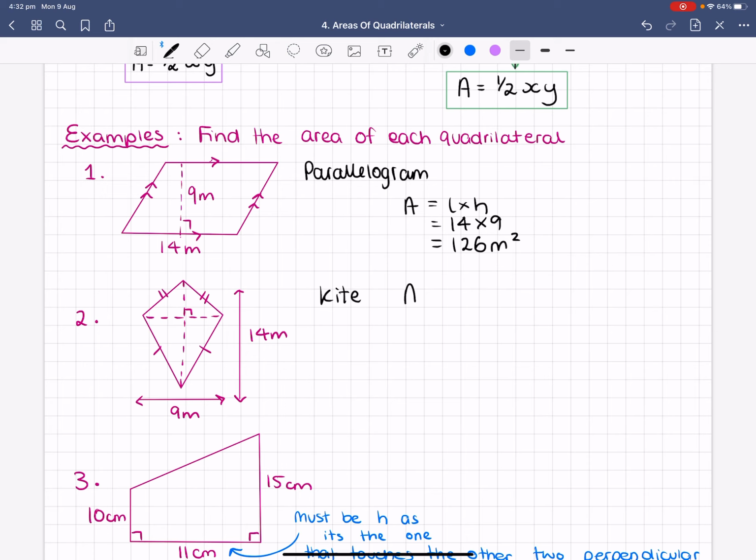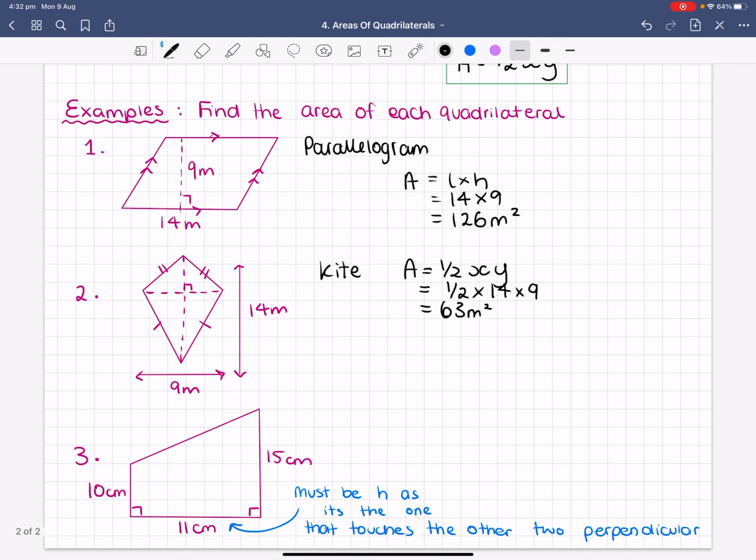Okay, the next shape is a kite. So the area of a kite is a half xy, where x and y are the diagonals. So it's a half of 14 times 9. Now you can think of doing this really quickly by going a half of 14 is 7, and then 7 times 9 is 63. And we're in meters again.